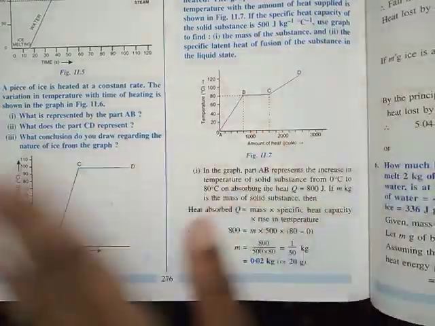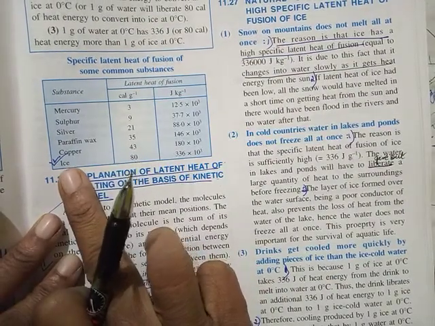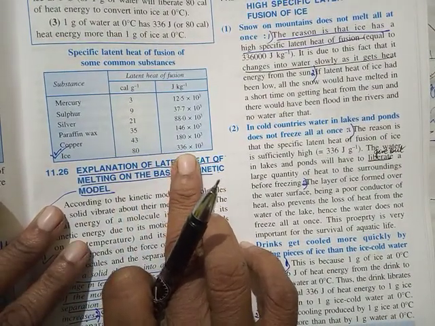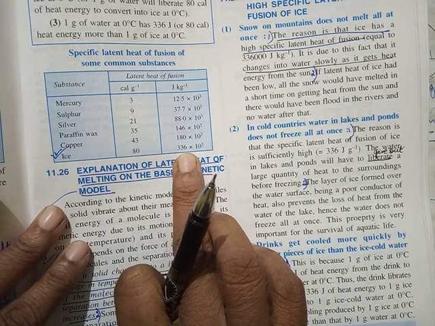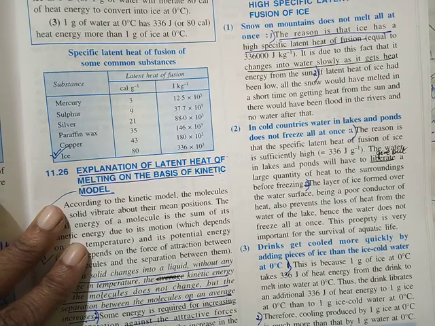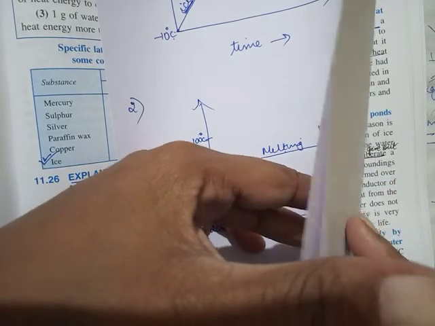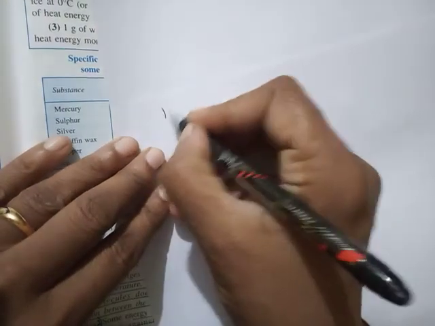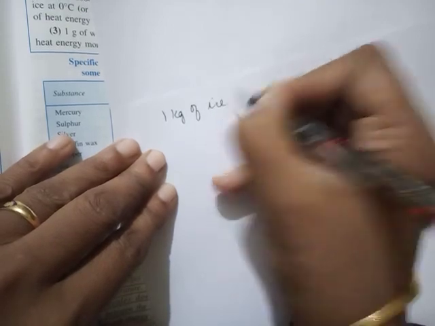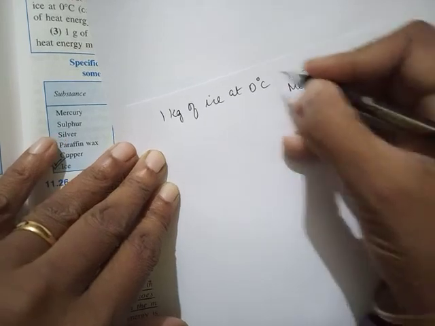Okay, now we'll go to the last part of this, that is natural consequences of high specific latent heat of fusion of ice. As I told you, ice has the highest specific latent heat of fusion, that is 336 into 10 power 3 joule per kg. That means to melt 1 kg of ice, which is already at 0 degrees Celsius. Okay, I have 1 kg of ice at 0 degrees Celsius. To melt this, how much heat energy is required?